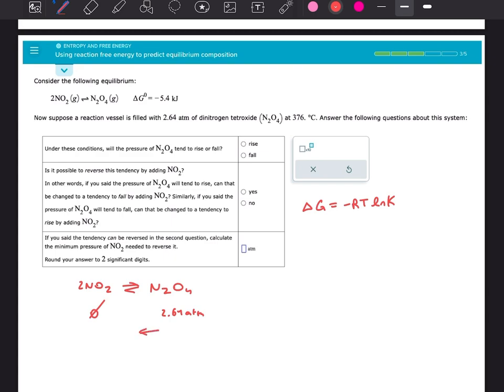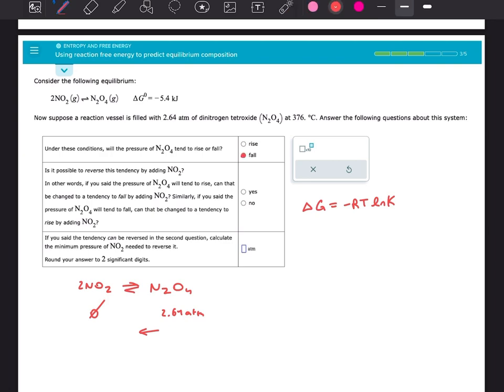And it's asking us what's going to happen to the pressure of N2O4 if we are under these conditions, meaning we're shifting to the left, right? So when we shift away from something, its pressure is going to decrease. If we shift towards it, the pressure of it would increase. But if we're shifting away, it's going to decrease. So the answer for this first one is going to be that the pressure falls.